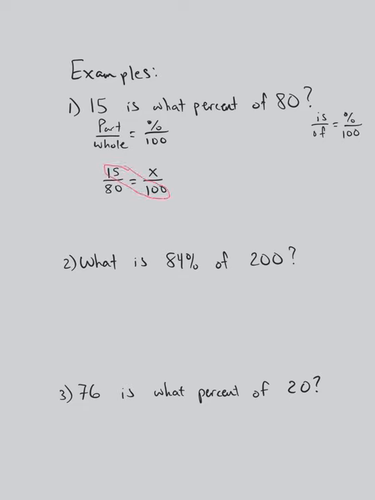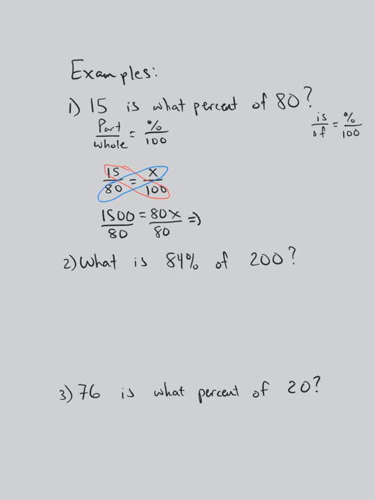Notice that here are my two cross products. I multiply 15 times 100, that's 1,500. 1,500 is equal to 80 times x, so 80x. Now to get x, I divide by 80. So I have 1,500 divided by 80, and if I plug that in, I get 18.75.